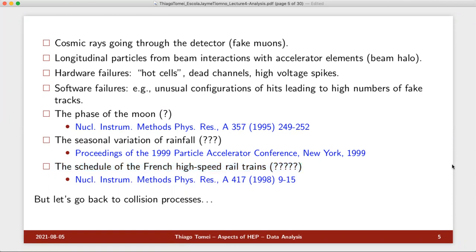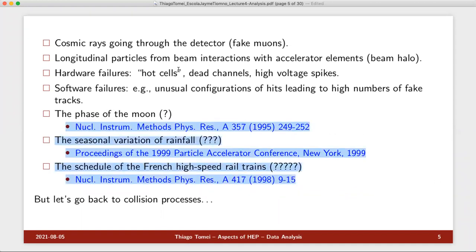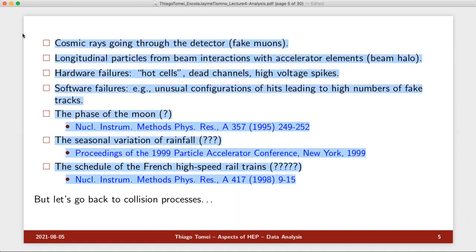So I will invite you then to look at the links and see that these are all actual true effects that were observed at LEP, the Large Electron Positron Collider. So all of this is background to your search.